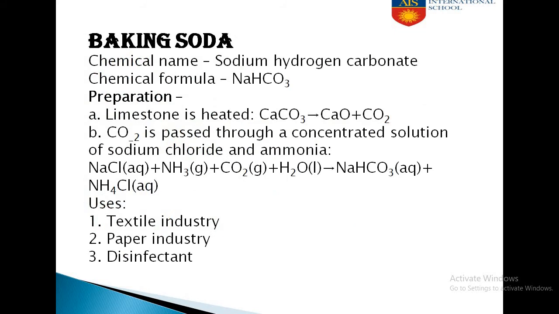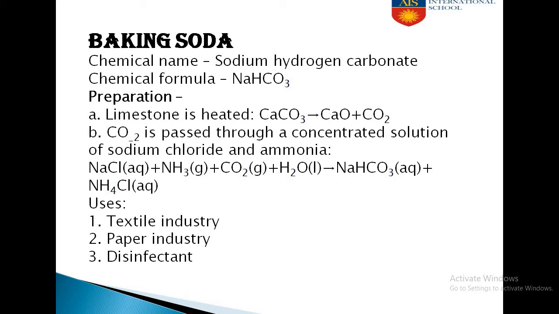Now, baking soda. What is the chemical name of baking soda? Sodium hydrogen carbonate. Chemical formula NaHCO3. Now how will you prepare it? First we need CaCO3, that is limestone. Limestone needs to be heated. Then CaCO3 would break down into CaO, calcium oxide, plus CO2, carbon dioxide.